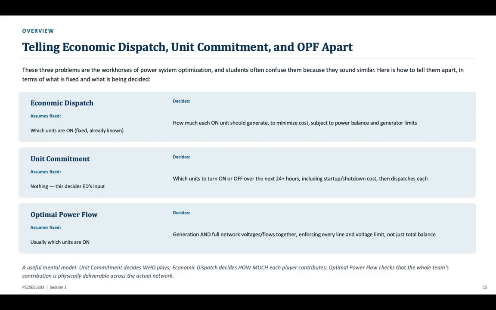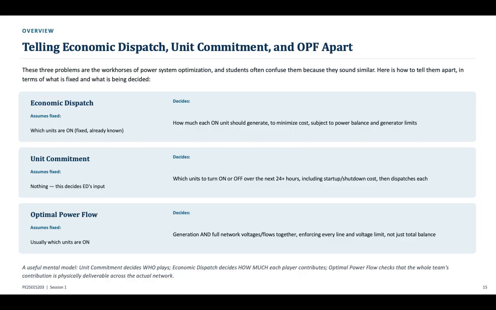when you are looking into economic dispatch, unit commitment, and optimal power flow, these three problems are the workhorses of power system optimization. And here you can confuse them because they sound similar, right? Economic dispatch, unit commitment, optimal power flow. Here is how to tell them apart, in terms of what is fixed and what is being decided.